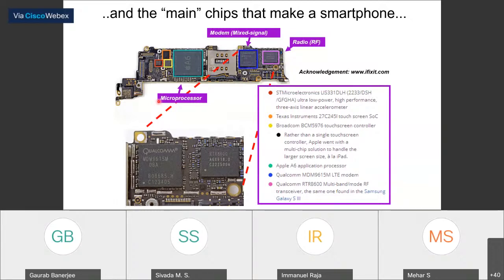And today you will see that the latest generation smartphones typically have a front end RF. There is a modem, which does a lot of the mixed signal work, including A2Ds. And then finally, you have a microprocessor that does all the digital heavy lifting. You might have some partitioning between these two, but the RF is kept separate, right?